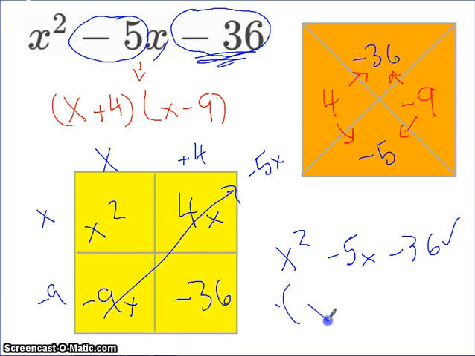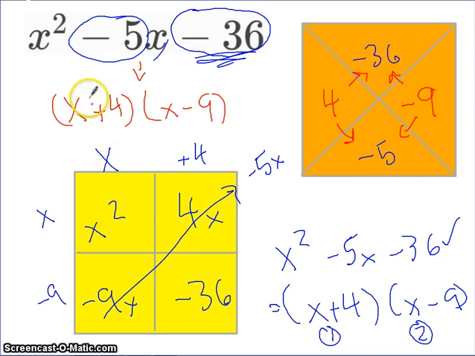It's equal to x plus 4 times x minus 9. So this is the factored form, and I would call these the two factors, factor 1 and factor 2, of this trinomial. All right, I'm going to practice more of these in video 2.